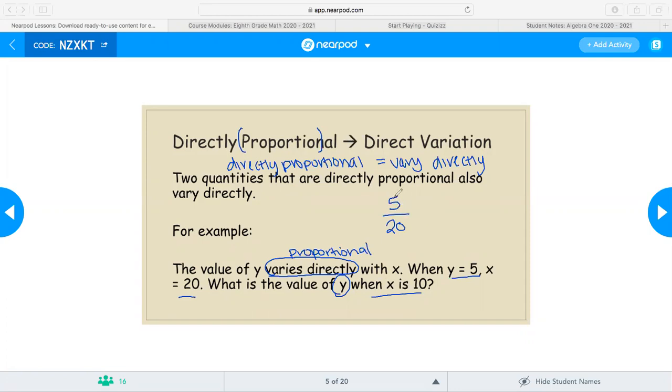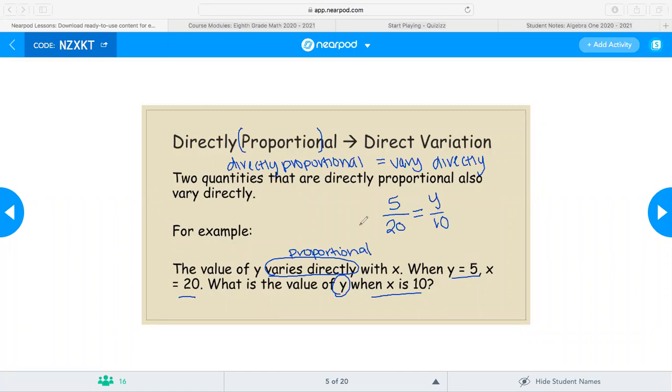So when y equals 5, x equals 20. And then it asks, what is y when x is 10? This should look somewhat familiar. I'm setting up a proportion, and I could put an equal sign in between the two proportions, because if it's proportional, the ratio between y and x should be equal.